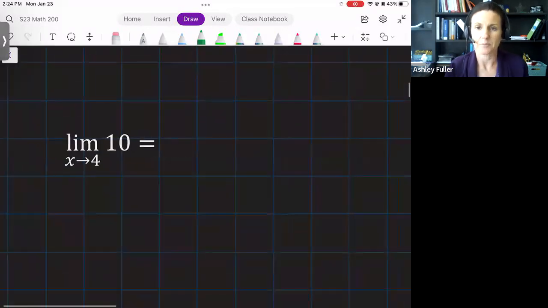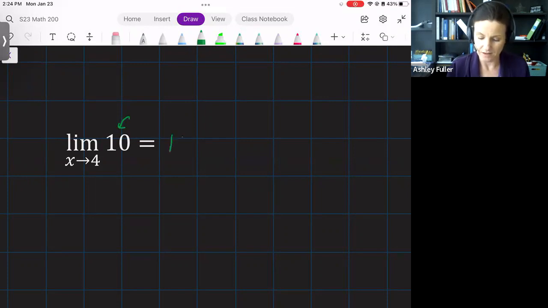So let's look at an example here. For example, here we're taking the limit of 10 as x approaches 4. Well, x has no bearing on this, it's simply a constant, so the limit is going to be 10. And this relates to property number 1, the limit of a constant.